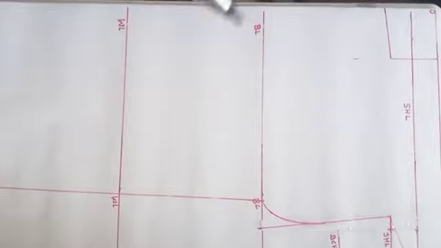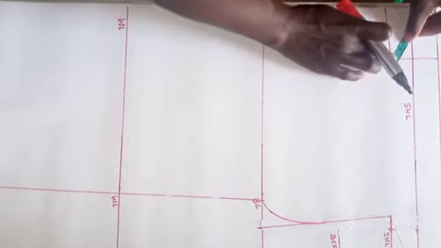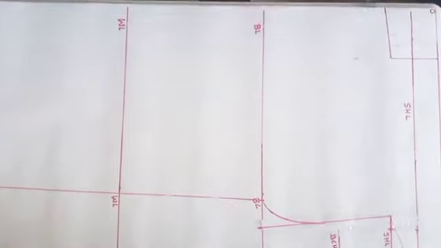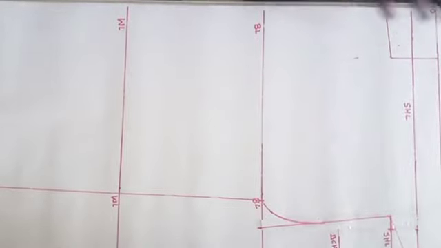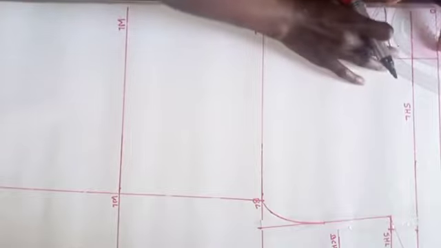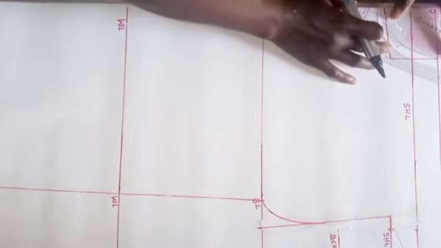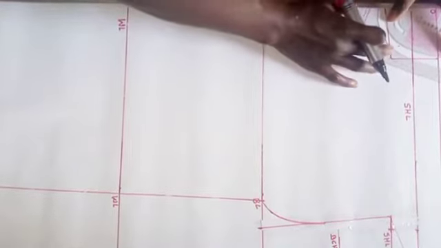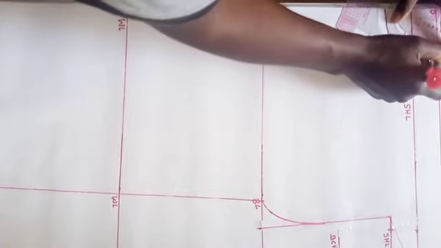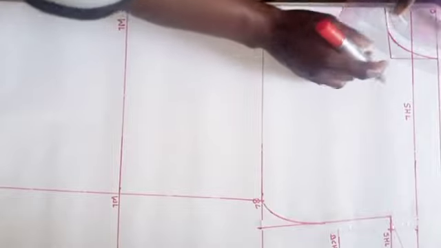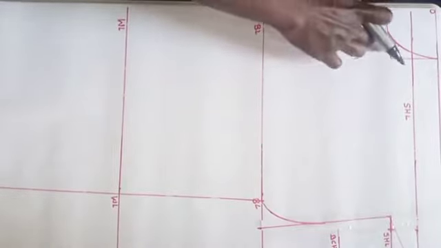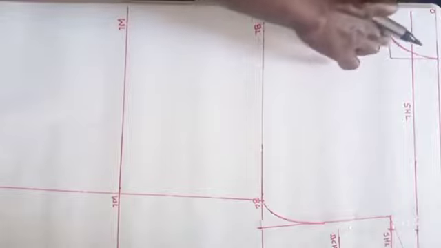So to draw the neck curve, I'm going to be going out by 1 inch at this point like this. Then I will draw the curve passing through the 1 inch. So I'll be able to get a perfect neck curve for the front. So here we have our front neckline.